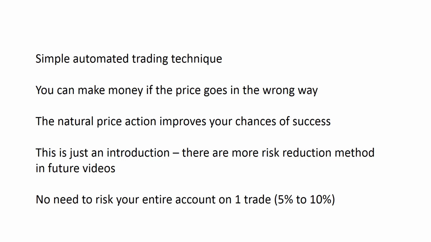And then, as I said earlier, this is an introduction. There are many other risk reduction methods in future videos, but what you've seen today should convince you that this is the only EA that you will ever need to trade ever. Because if you think about it, all you have to do is find currencies that will trade within a certain range over a certain amount of time, and that becomes a lot easier the bigger the range you use. So I've used a 300 pip range. You can use a 600 pip range. You can use a 1,000 pip range. Improve your chances of success.